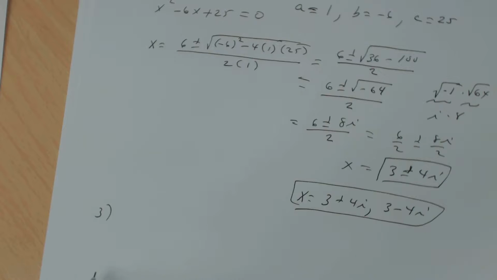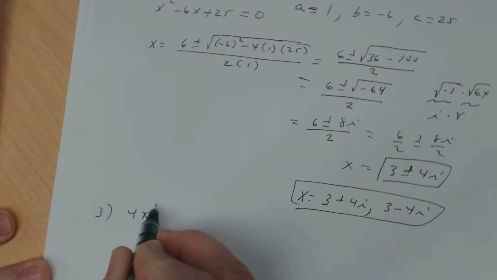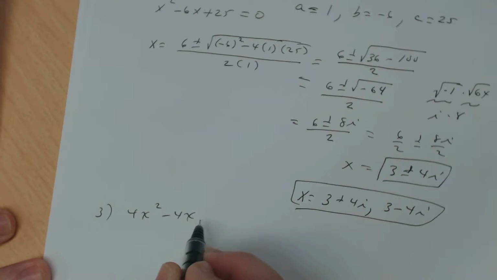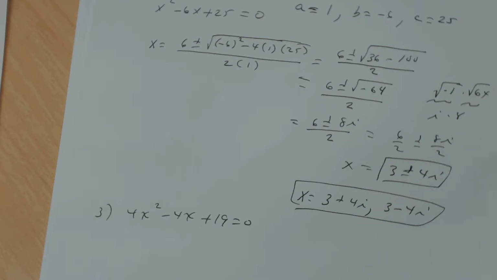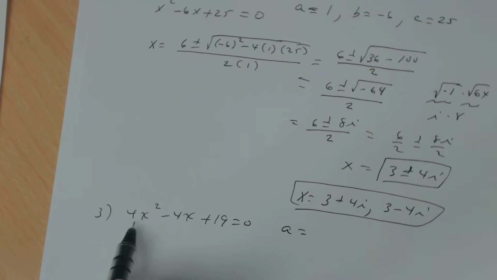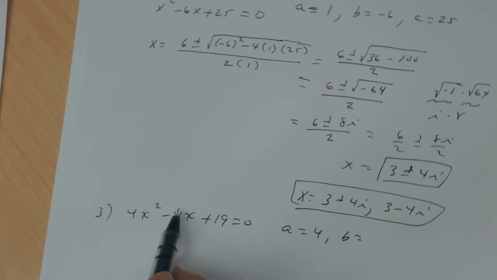All right, number 3, let's say you had 4x squared minus 4x plus 19 equals 0. So 4x squared minus 4x plus 19 equals 0. Okay, it's already in standard form, so let's determine what a, b, and c are. A is the coefficient of x squared, so a is 4. B is the coefficient of x, so that's -4. And c is your constant, so that's 19.